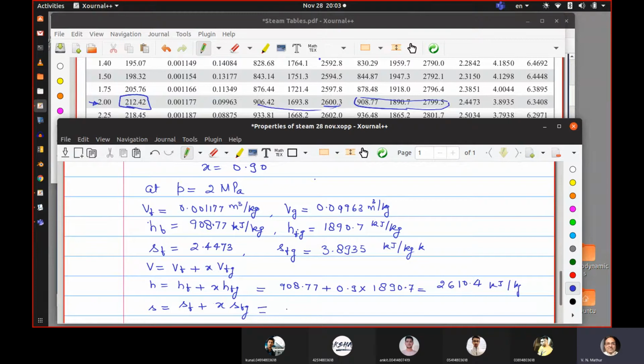For entropy, it should be 2.4473 plus dryness fraction 0.9 multiplied by SFG, which is 3.8935. This comes out to be 2.4473 plus 0.9 into 3.8935, which is 5.9514.